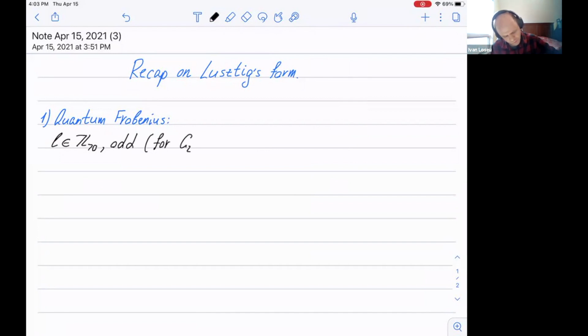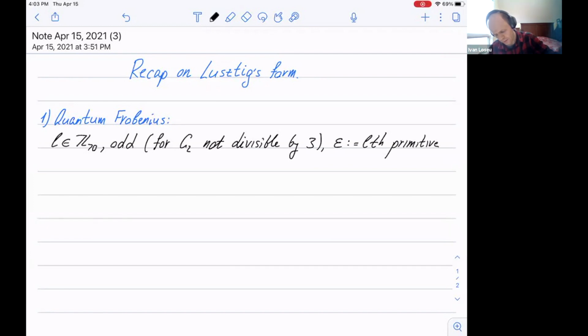And for G2, not divisible by 3. And then epsilon is going to be an l-th primitive root of 1.